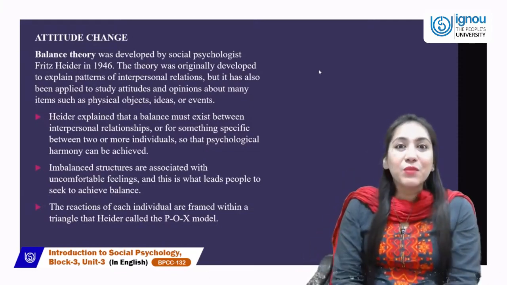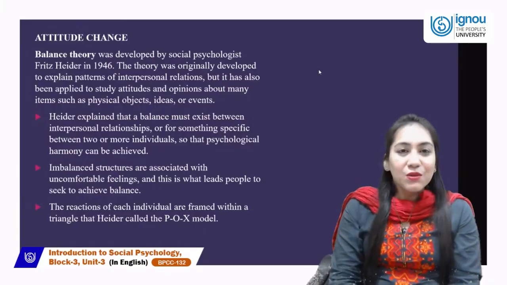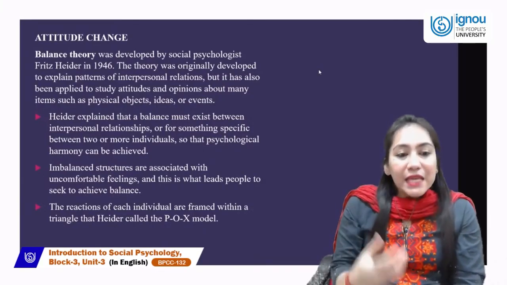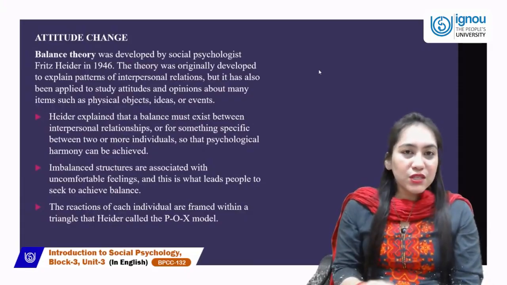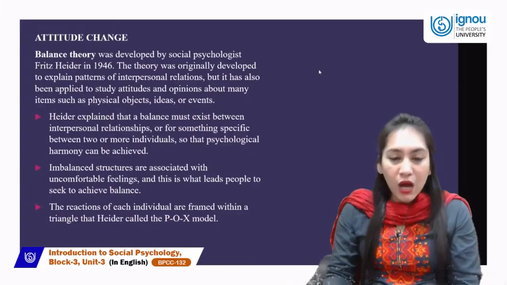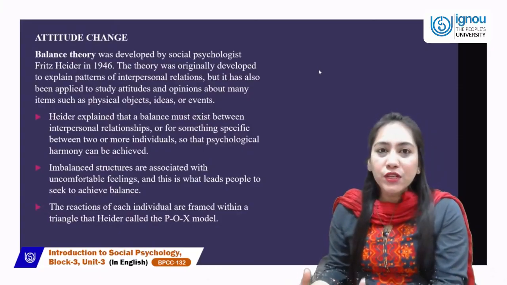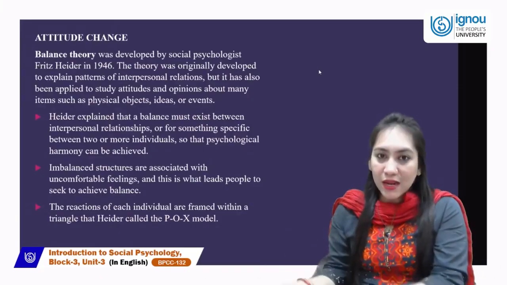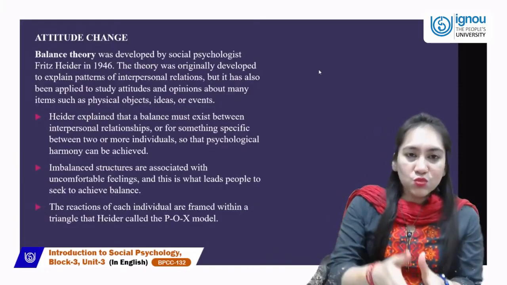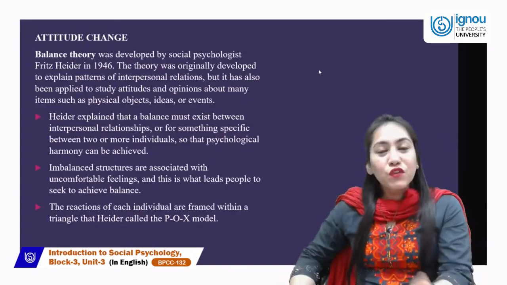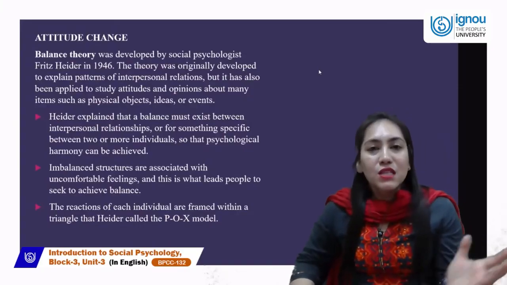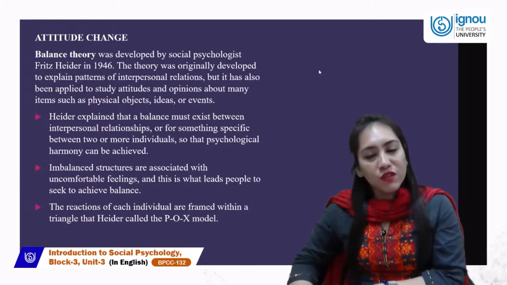We'll also see why I am saying triad again and again. Because in interpersonal relations, we are talking about two people and one object. Then, imbalanced structures are associated with an uncomfortable feeling which says that something is incorrect, there is no harmony, there is a discomfort, and we need to be able to achieve balance. So whenever there is a disharmony, whenever there is an imbalance, we need to convert it into balance. So Fritz Heider stated that balance is a must. We need to achieve it. So an imbalanced situation can also achieve balance.